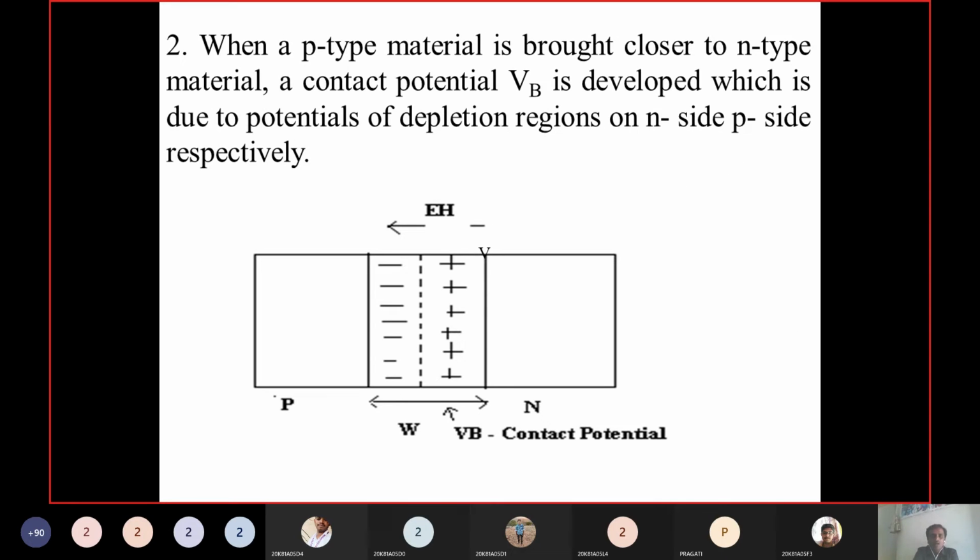Now, when P-type material is brought closer to the N-type material, a contact potential VB is developed, which is due to the potential of the depletion region on the N side and P side respectively. If you bring P-type and N-type material together, a depletion layer will be formed. On the N side, positive ion cores will be developed. Similarly, in the P region, negative ion cores will be developed. Due to the positive ion cores, some potential will be there, and due to the negative ion cores, some potential will be there.